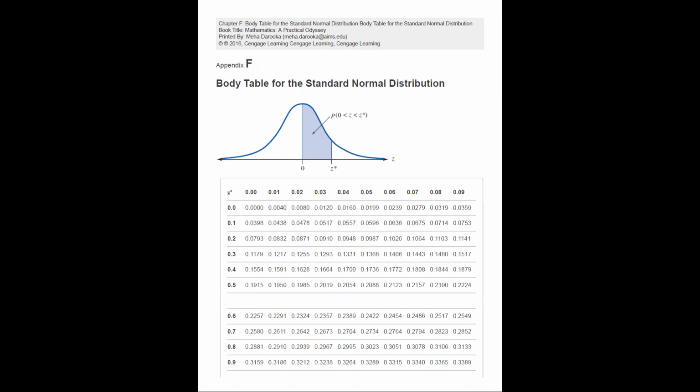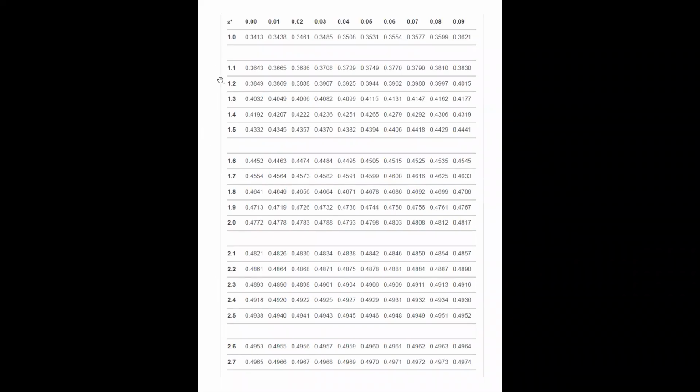So this is your body table. This one looks a little bit different than the one in your textbook, but obviously you can see it's very similar to that. So we need to go down to 1.8, so that's going to be on my next page. There we go, 1.8, and then 0, which means we would be looking at this first number right here because that's my 0 right at the top. So 1.80 is giving me a value of 0.4641. So right here, this value, 4641.